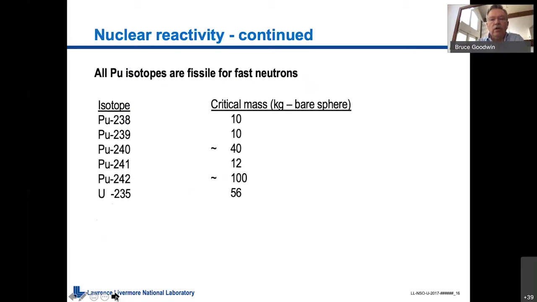Now, all of the plutonium isotopes that I've listed are fissile for fast neutrons. You can see the critical masses here: plutonium-238 is 10 kilograms, 239 is 10, and 240 is 40 kilograms critical mass. And you can compare that to uranium-235, which is a very good bomb material, which has a critical mass of 56 kilograms. So all of this stuff works quite well in a nuclear explosive. Next view graph.